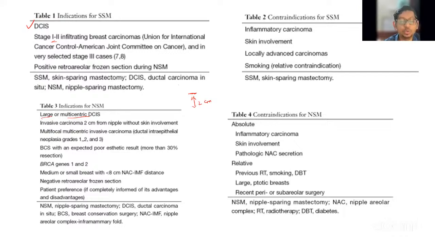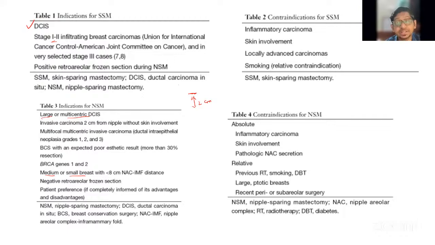Of course, you can do it in IDC also, not only in DCIS. In patients who have multicentric disease, where you're doing a BCS and you're not able to get a good result, then again, these patients you can do nipple sparing mastectomy. BRCA carriers, we already mentioned this. Patients who cannot undergo BCS because of an unfavorable tumor volume ratio, that is basically a small or medium breast with a large tumor, or the location of the tumor is unfavorable, then again, you can do a mastectomy sparing the nipple, and then you may put an implant.